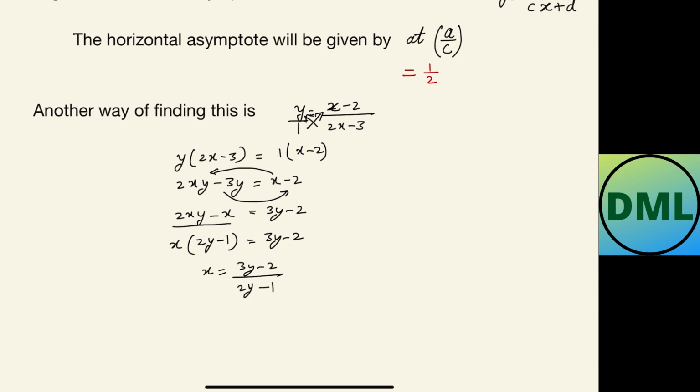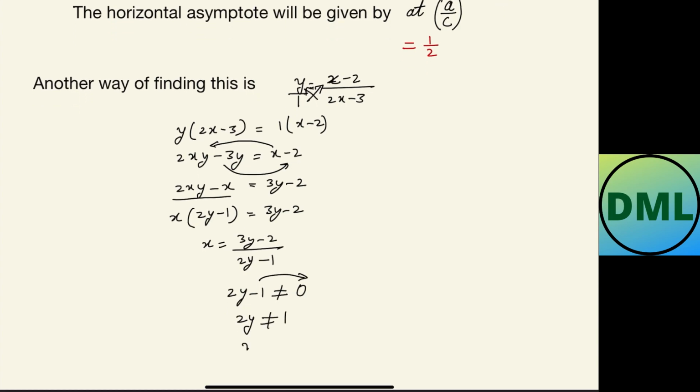In this function, we also have a value in the denominator and this should not be equal to 0. Let's substitute here. 2y minus 1 should not be equal to 0. Find out the value of y from here. Move minus 1 to the right-hand side. You will get 2y is not equal to 1. This means that y is not equal to half, which is the same answer we got here.